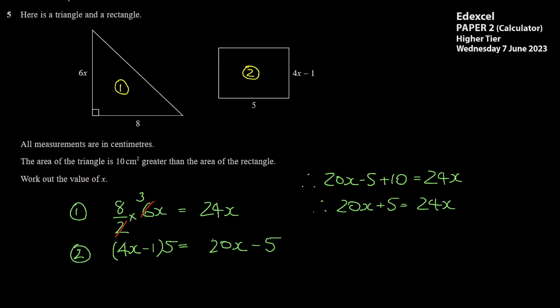Bringing the x's all on one side, and I'm going to move the 20x across here so I don't create a negative amount of x, which is just more awkward to deal with. We've got 24 minus 20, so this is 4x is equal to 5. So therefore, x is equal to 5/4. And that should be your answer.